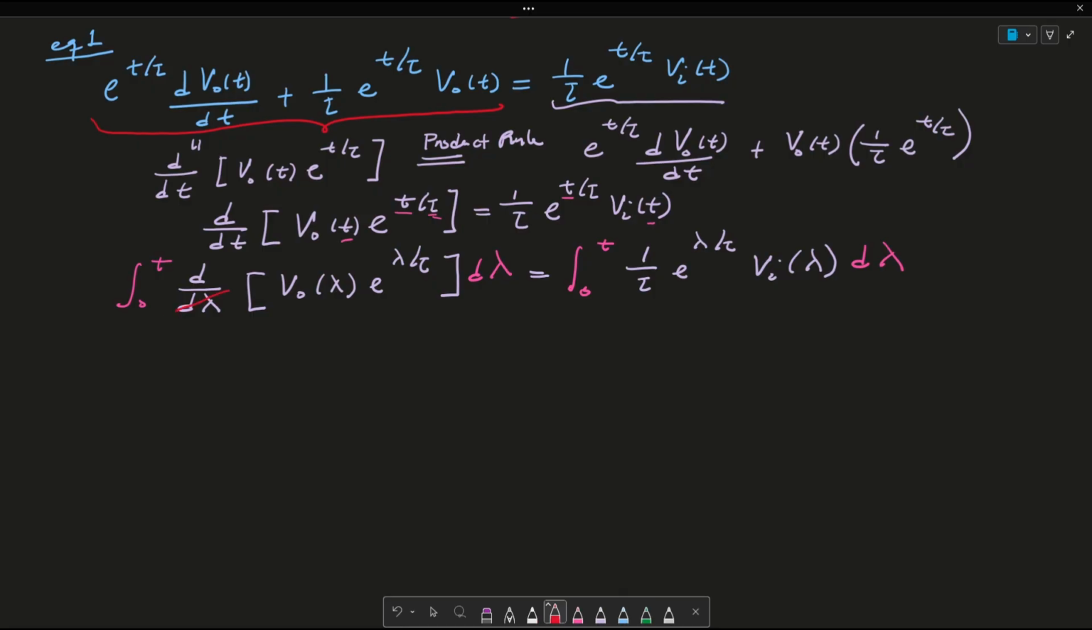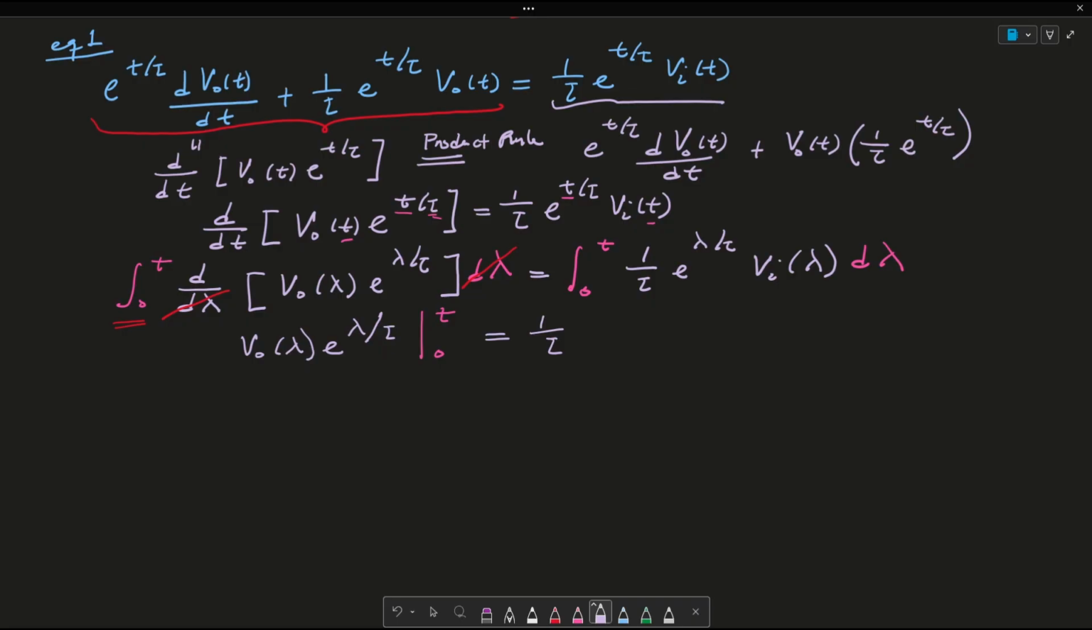Now what I can say is that this d lambda cancels out with this d lambda, and essentially now we're integrating with respect to Vout(lambda) e^(lambda/tau), so that just gets pulled out. My answer on the left-hand side is going to be Vout(lambda) e^(lambda/tau), where my limits of integration stay the same, 0 to t, equal to, and I can pull out this 1 over tau because it's just a constant.